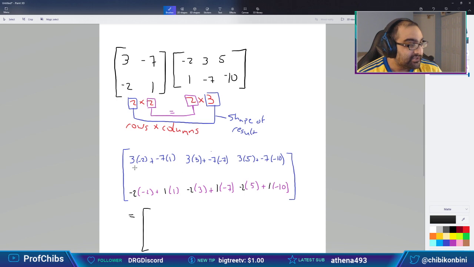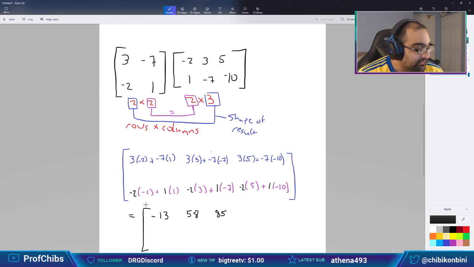Okay, so let's go ahead and see what we get here. We get -6 plus -7. That's -13. 9 plus 49 is 58. We get 15 plus 70, so that's 85.